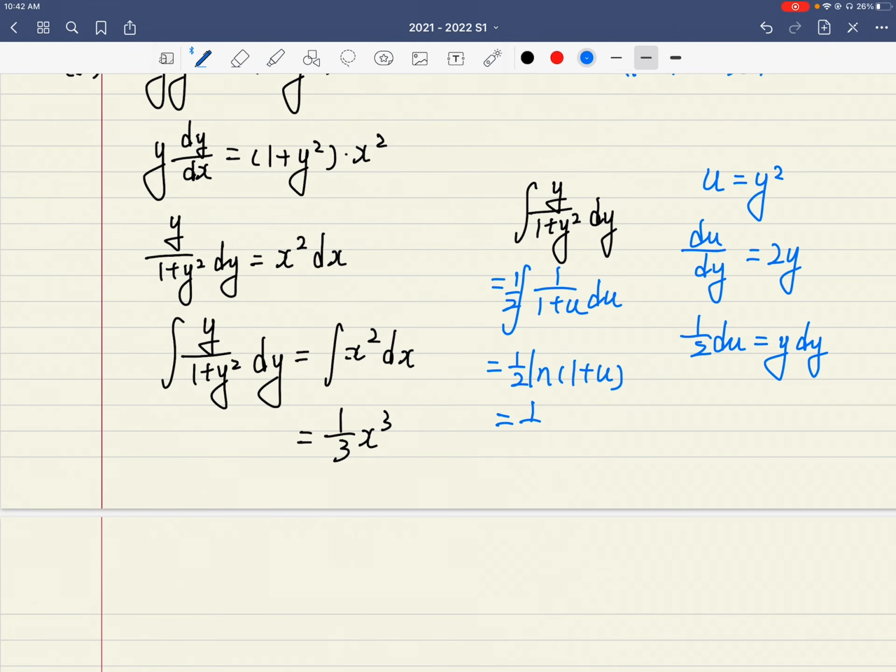And one last step, because your u is y squared. So here, the left-hand side is half log 1 plus y squared. And don't forget about plus c, right? Plus c on the left-hand side or on the right-hand side.